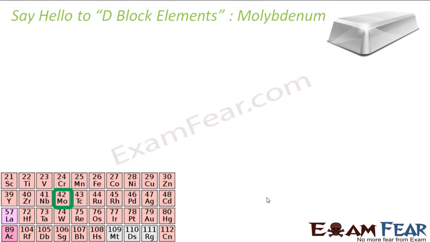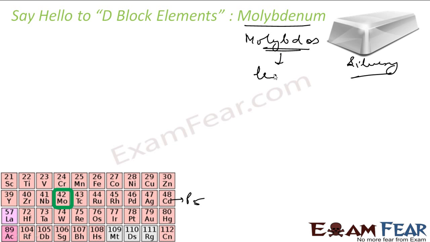Next is molybdenum. This is also my period 5 element. As you can see, this is also a silvery metal. The name molybdenum came from a Greek word, molybdos, and molybdos means lead in English. Why? Because earlier the molybdenum ores were confused with the lead ores. The ores were confused, so this name molybdos was given.